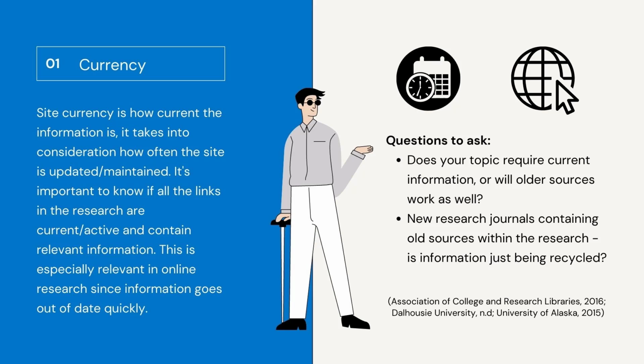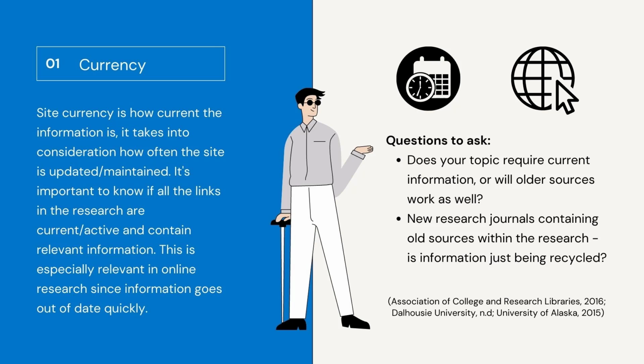Site currency is how current the information is. It takes into consideration how often the site is updated or maintained. It's important to know if all the links in the research are current or active and contain relevant information. This is especially relevant in online research since information goes out of date quickly.